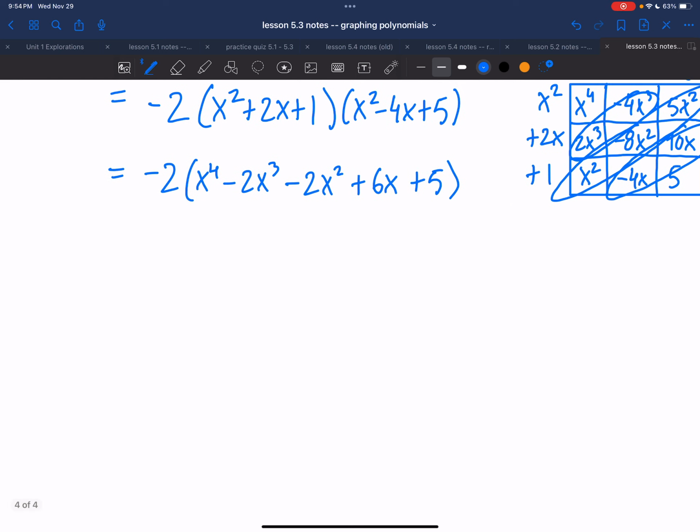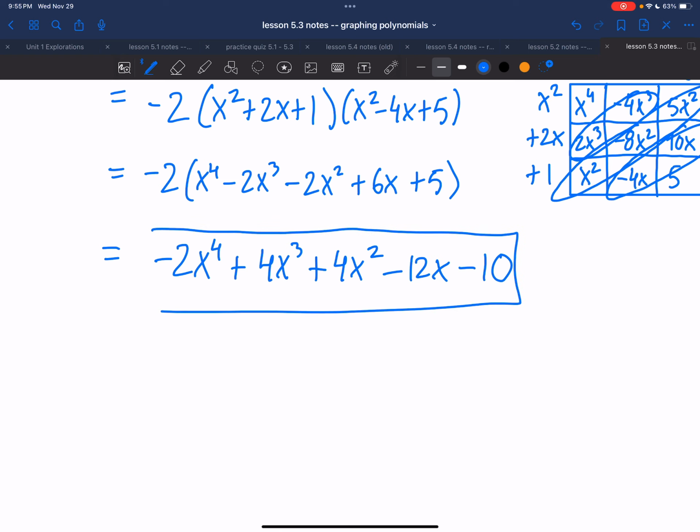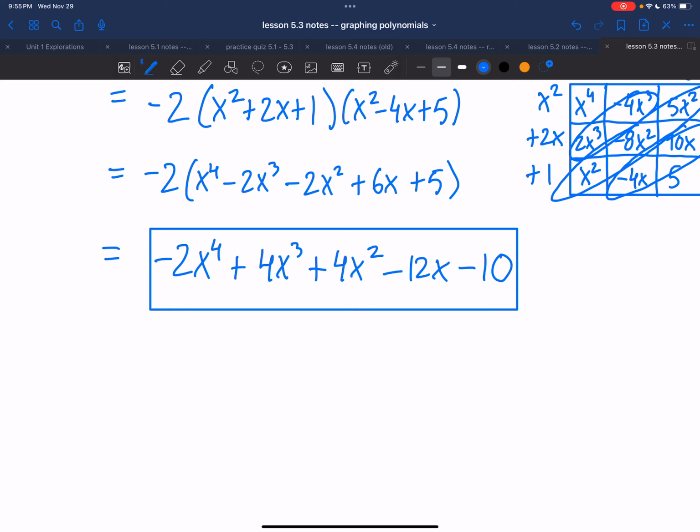Okay? Now distribute the -2. And I'm just going to make sure I flip the signs on all these things that have negatives. Minus 12x minus 10. And there you have it, everybody. Look at that beauty. That's my function.